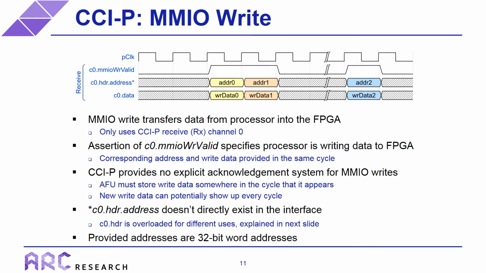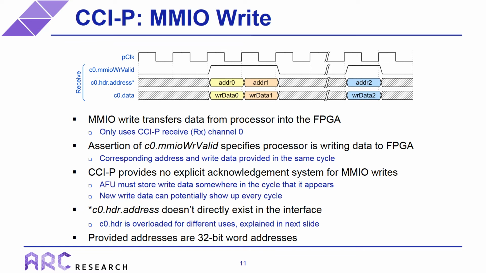One thing to be aware of is that CCI-P provides no explicit acknowledgement system for MMIO writes. We're going to see something different for reads. Because there's no explicit acknowledgement, when CCI-P provides write data to the AFU, the AFU has to write that data somewhere in that cycle, otherwise it's going to disappear. New write data could potentially show up every cycle. In practice, it won't, because the communication across PCI Express isn't fast enough for that to happen, but if you change that interface, it could happen. So the protocol at least requires you to be able to respond every cycle to writes.